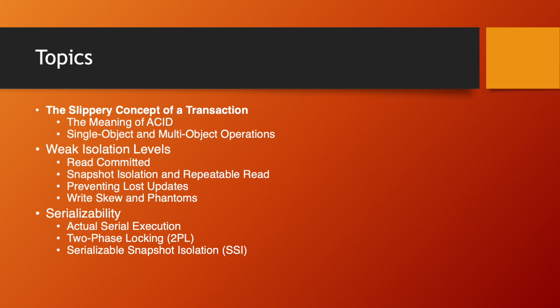Here are the topics discussed in this chapter. The slippery concept of a transaction, where we discussed the meaning of ACID, single-object and multi-object operations. The second is weak isolation levels, where we discussed read committed, snapshot isolation or repeatable read, preventing lost updates, write skew and phantoms. And then serializability, where we discuss actual serial execution, two-phase locking, and serializable snapshot isolation, or SSI in short.